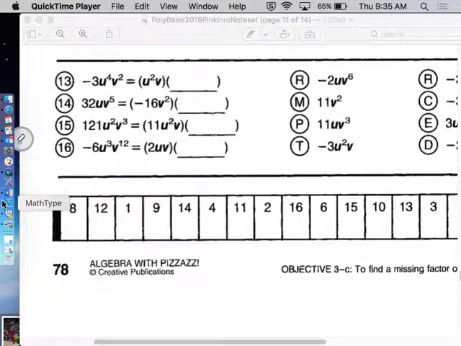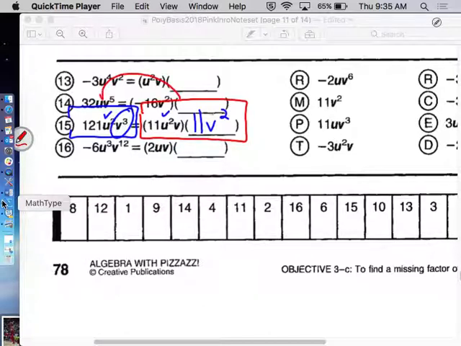And let's do one more. Let's look at number 15. That's a perfect square, so the coefficient missing would be 11. I already have u squared, so I don't need to introduce that again. What is missing, however, would be v squared. So if I were to multiply the two factors right here, I get the original right back.